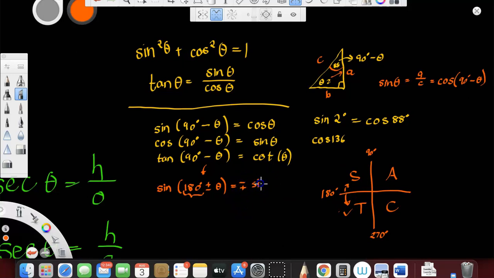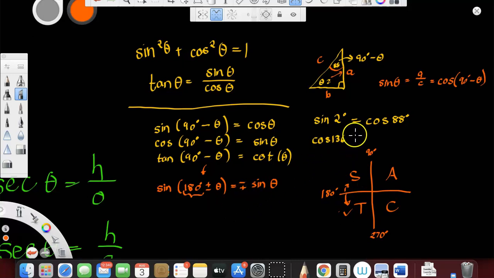So that gives me, just the way I'm writing in shorthand here, so that I can save some space and write this down quicker, sine of 180 degrees plus theta will be negative sine. Sine of 180 degrees minus theta will be positive sine, because sine is positive in that quadrant.